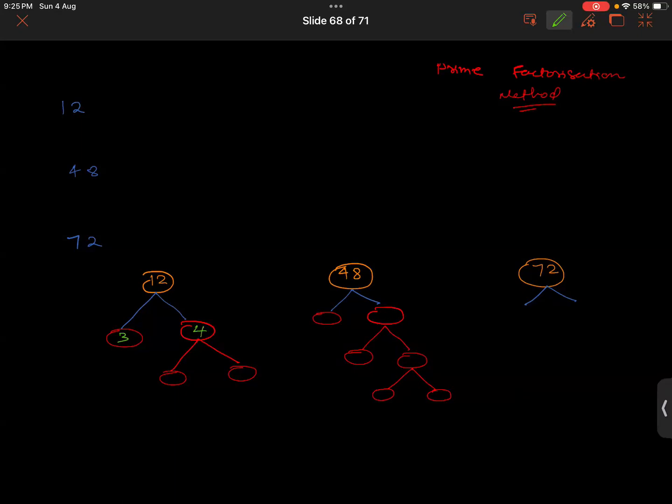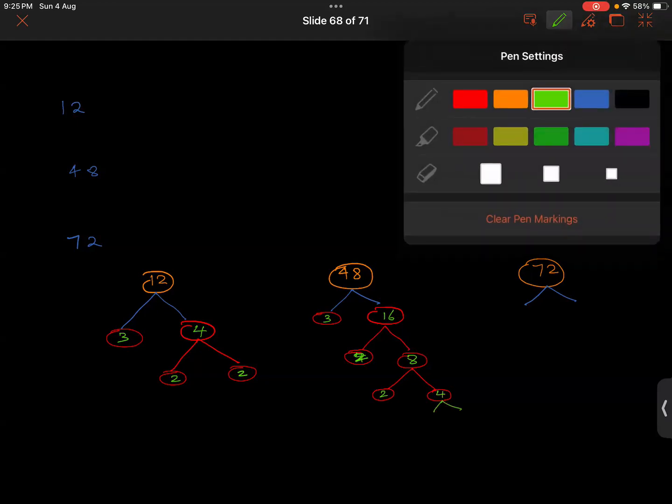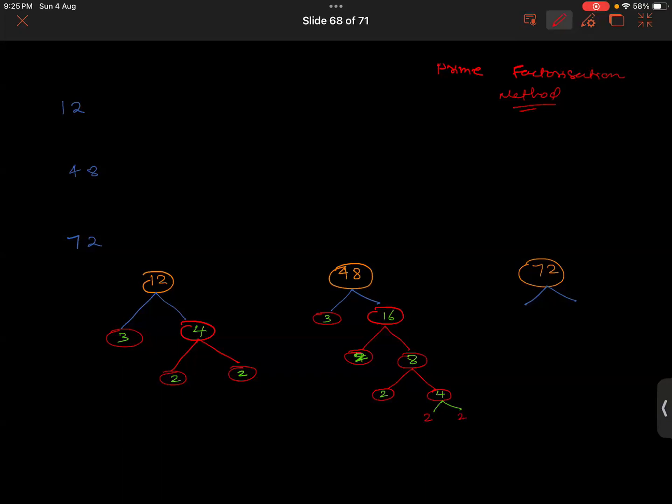3 4s are 12. Then 4 will be further broken as 2 times 2. 3 16s are 48. 16 will be further broken into 2 times 8. 8 will be further broken as 2 times 4. Then this 4 will again be further broken down as 2 times 2. Then talking about this number 72, you can break it down as 9 8s are 72. Right, Habib? 9 will be further broken as 3 times 3. And 8 can be further broken as 2 times 4. This 4 will be further broken as 2 times 2.